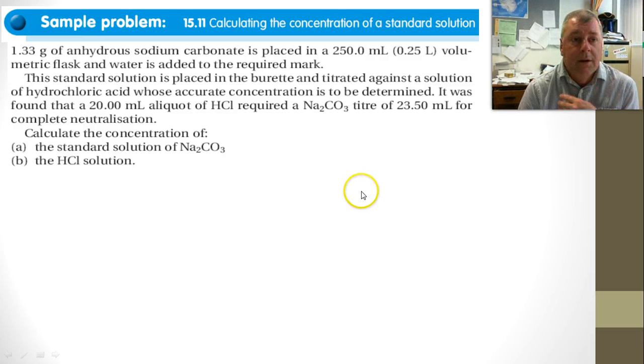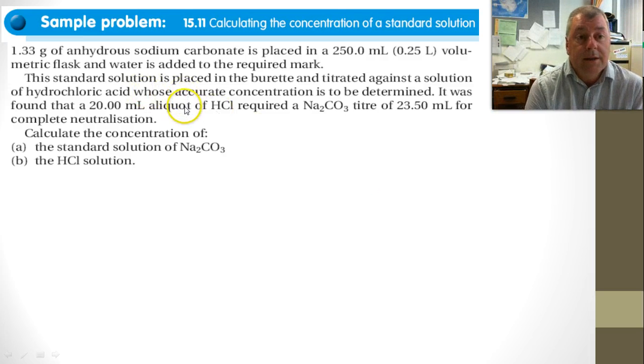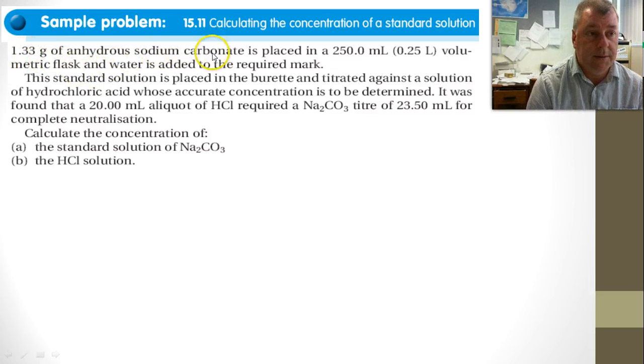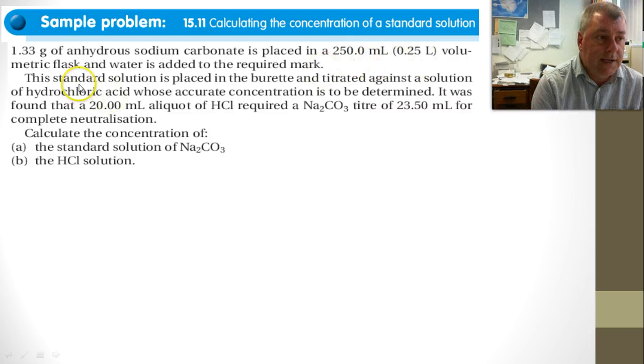Now, what does it mean? What do we get? Well, we get these sorts of numbers. And this is an example, and we'll go through 1 or 2 examples. 1.33 grams of anhydrous sodium carbonate is placed in a 250 milliliter volumetric flask, and water is added to the required mark. So that's our known solution.